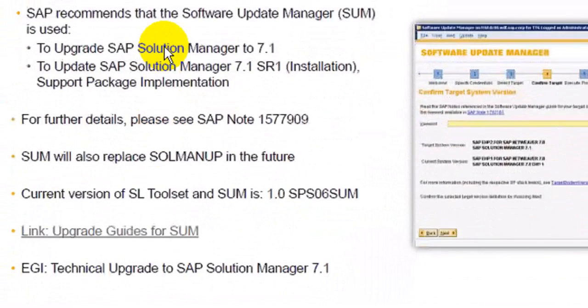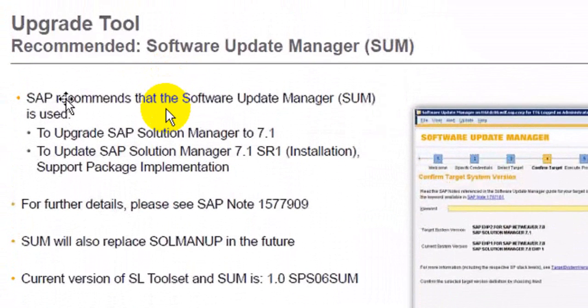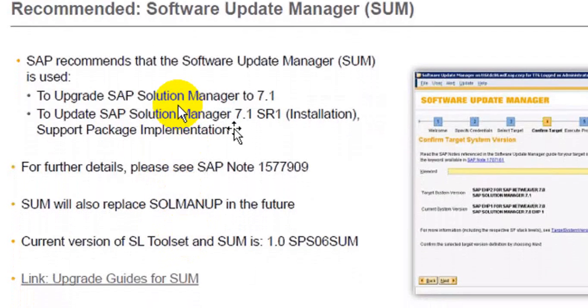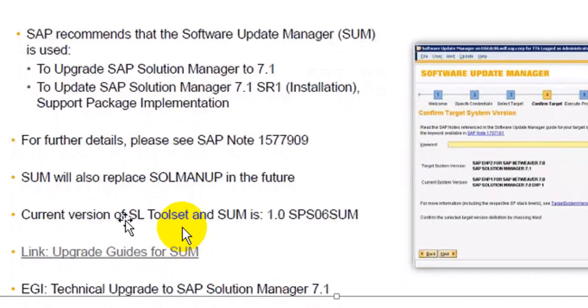See, upgrading the tool. SAP recommends the SUM software to upgrade the Solution Manager, and not only Solution Manager. If you want to upgrade any system, you can use the SUM to update to Solution Manager 7.1. Support package implementation also, or support stack upgrade and technical upgrade also, you can use the SUM. These are the notes. You have to check the current version of the SUM. Based on that, you have to download the SUM.